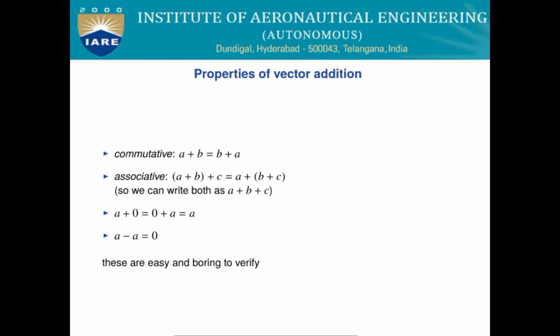Commutative law, properties of vector addition. First of all, the commutative law: a plus b is equal to b plus a. Associative law: a plus b plus c is equal to a plus b plus c, so we can write both as a plus b plus c also. Same: a plus 0 is equal to 0 plus a is equal to a only. a minus a is equal to 0. These are easy and boring to verify because we have learned all this in childhood.